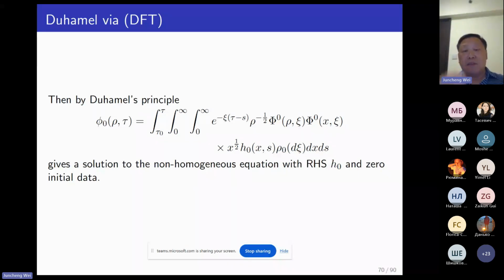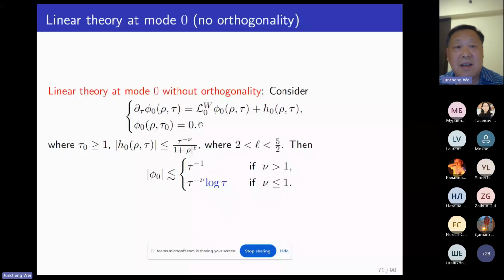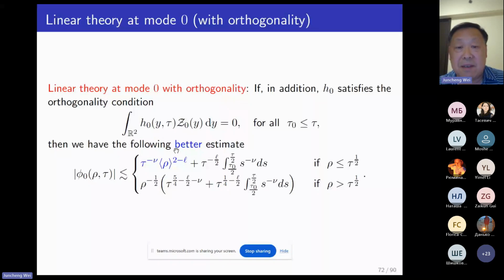So fix each Schrödinger potential, you can define a Fourier transform, and with this Fourier transform, you can define a Duhamel formula. With this Duhamel formula, we can have a linear theory without orthogonality condition. In this case, you lose a log as we expected. And with orthogonality condition, actually you don't lose a log. You get a better estimate.